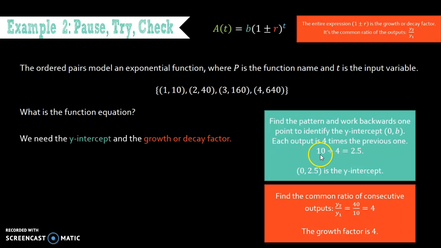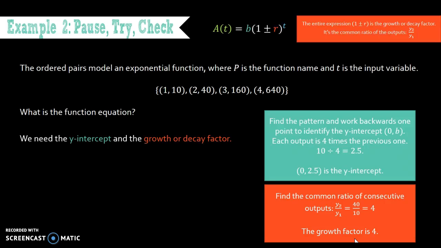So right here, I take this output, divide by 4 to find the output that would come before it. So the point (0, 2.5) is the y-intercept. That would be the point that comes right here where I'm pointing if I were to work backwards. (0, 2.5) would fit our pattern. Again, your common ratio is going to be, you can take any 2 outputs and divide them, and you will get 4. Your growth factor is 4.